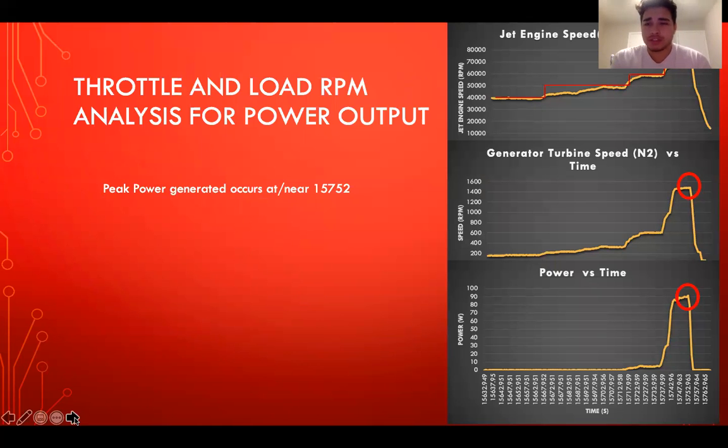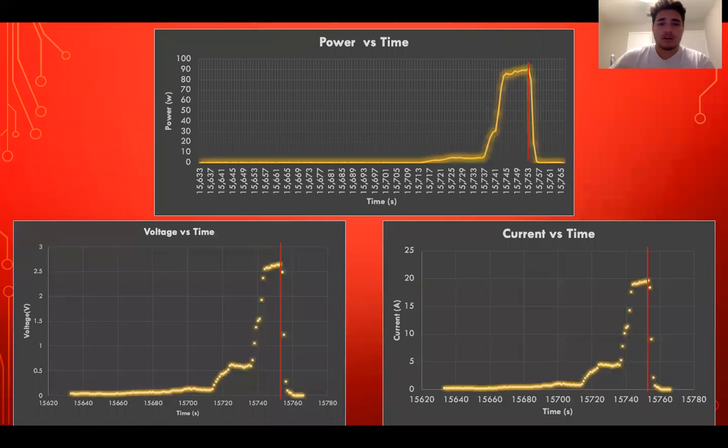Next up is our jet engine speed. We want to keep our jet engine speed constant at 40,000. And after a period of time, we'll increase to 50,000, and then next will be 60,000 and then 70,000 to finish. We can see our maximum power generated in the bottom photo is around 90 watts. And that's coming from our max engine speed and our generated turbine speed also being the maximum. Our power, again, is around 90, and that's around 15.753 seconds near the peak.